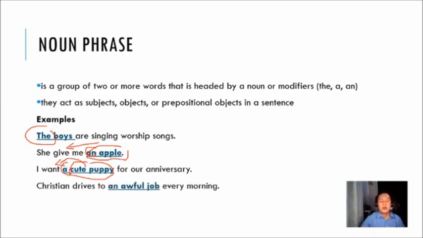And the last one here: Christian drives to an awful job every morning. So you have here an awful job as a noun phrase introduced by the article an, making it the object of the preposition to. That's it. That's the noun phrase, which is easy to spot in a sentence. As long as you can find the modifiers, especially the articles, automatically the article plus the noun after it is the noun phrase.